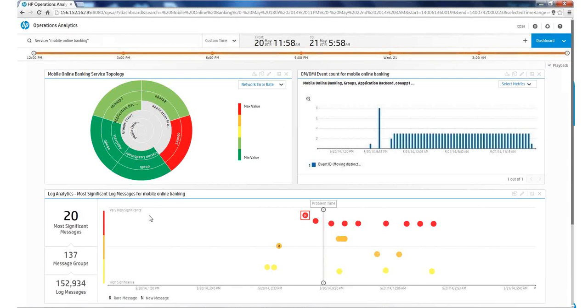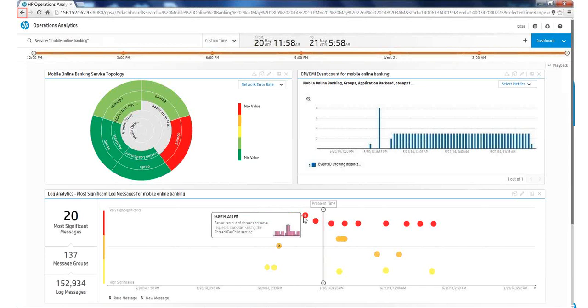And the next step is to look at log analytics to see what interesting and relevant information may be hiding in the logs. And for this particular problem time and this particular technical domain, the system identified 152,000 messages that are relevant to this problem time, and out of them, 20 were flagged as the ones that are deserving attention. They were all automatically ranked and prioritized, and rare and new messages were identified, and as you can see, there is a new message that is really close to the problem cause.